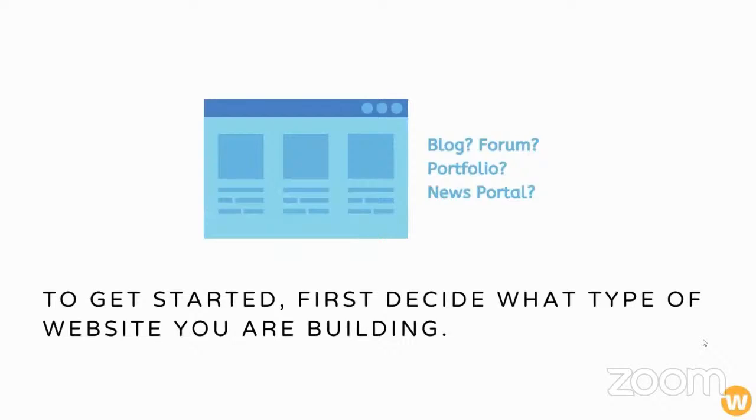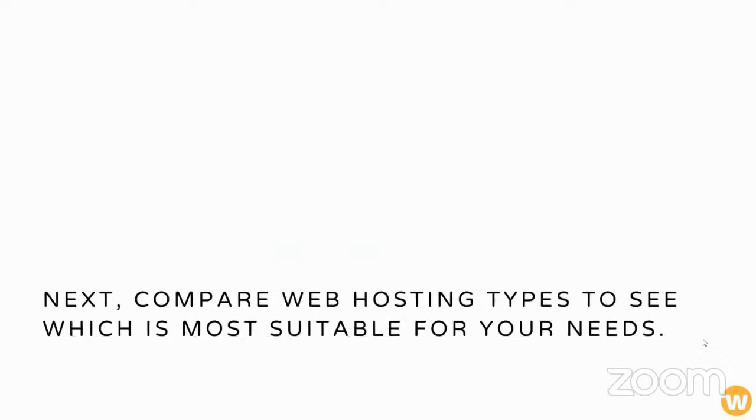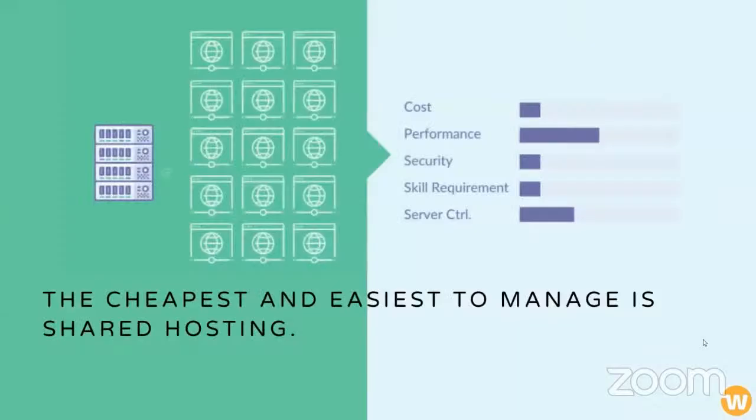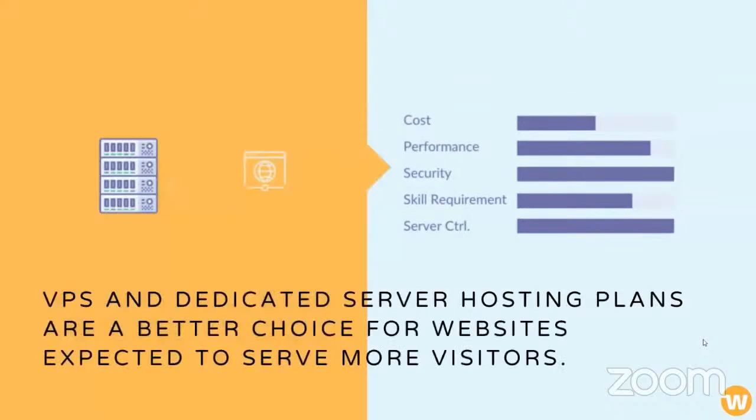To get started, first decide what type of website you are building. Next, compare web hosting types to see which is most suitable for your needs. There are three main types of web host categories: shared, VPS or cloud, and dedicated server. The cheapest and easiest to manage is shared hosting. Virtual private server and dedicated server hosting plans are a better choice for websites expected to serve more visitors.